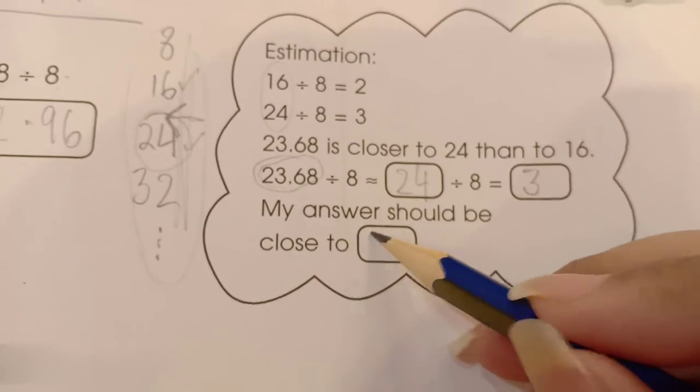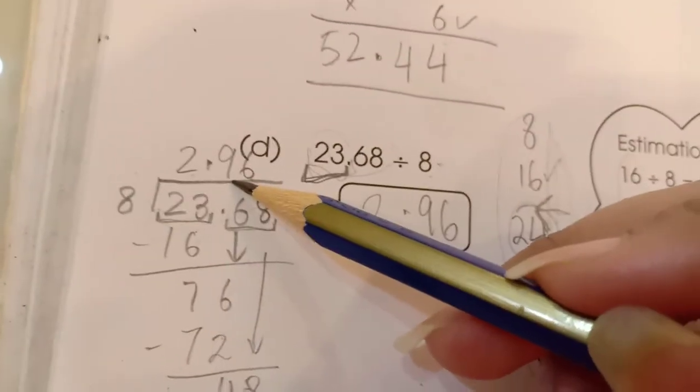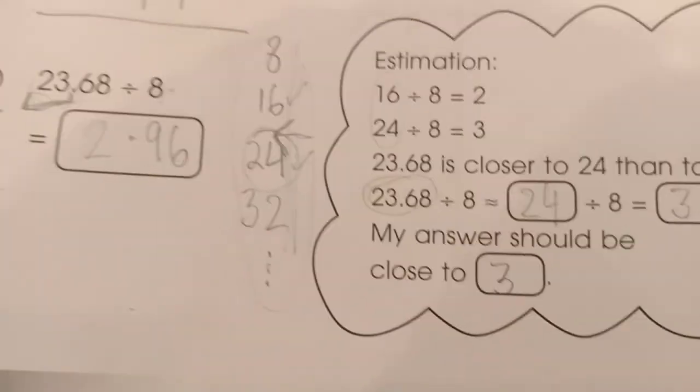My answer should be close to 3. Let's see, is it close or not? Yes, 2.96 is close to 3. So this is how we are going to do these sums.